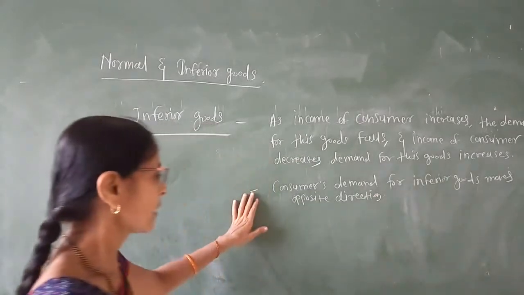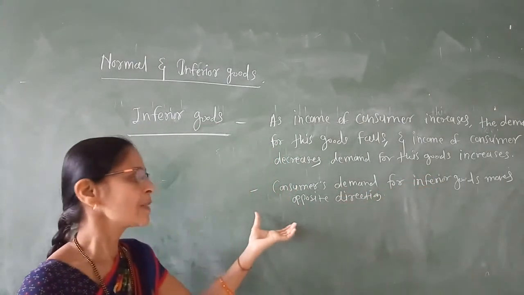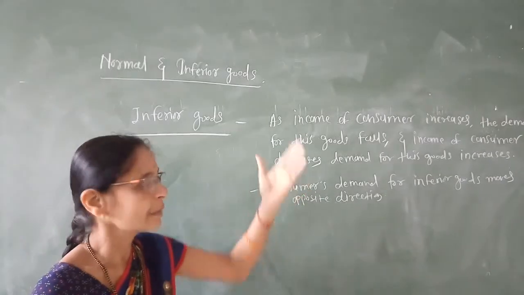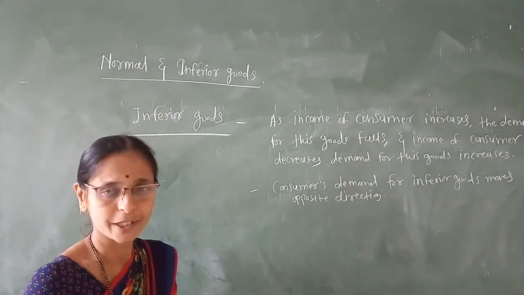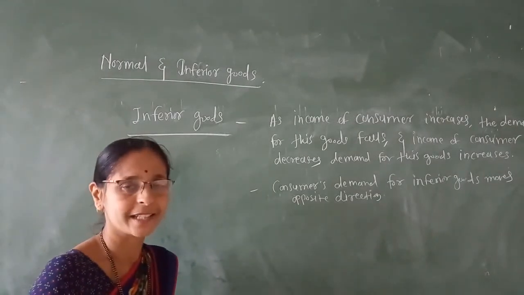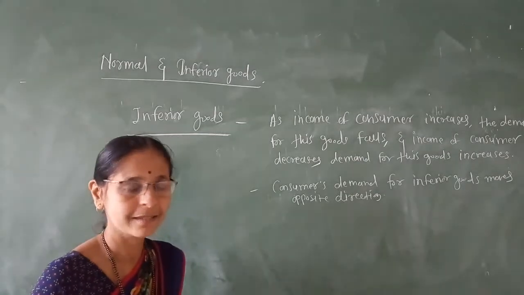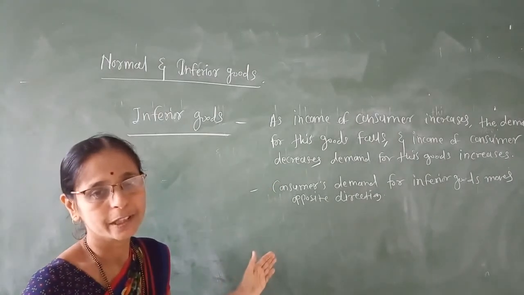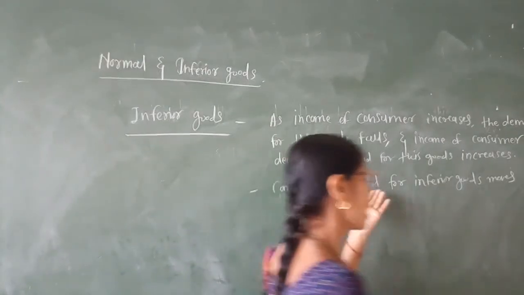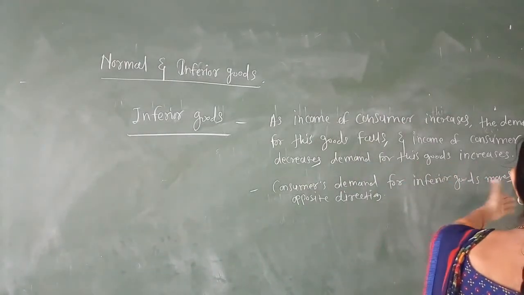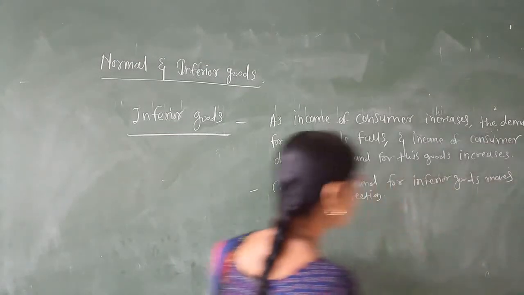See students, here the consumer's demand for the inferior good moves in the opposite direction. It means if the income of the consumer increases, the demand for inferior goods falls, and if the income of the consumer decreases, then demand for inferior goods increases. So the consumer's demand for inferior goods moves in the opposite direction.